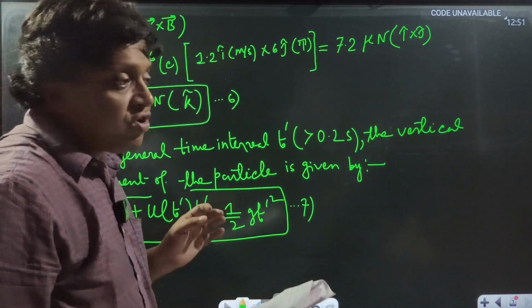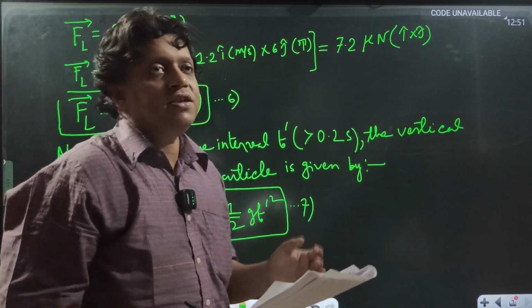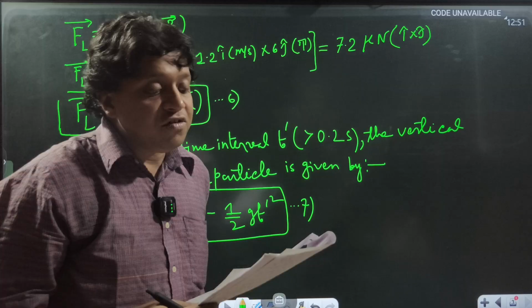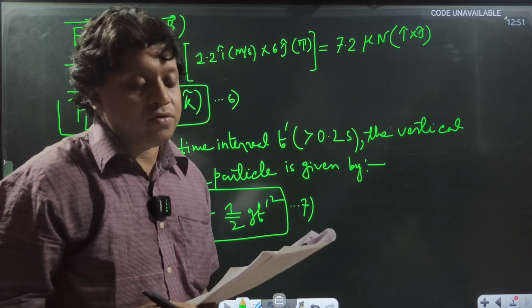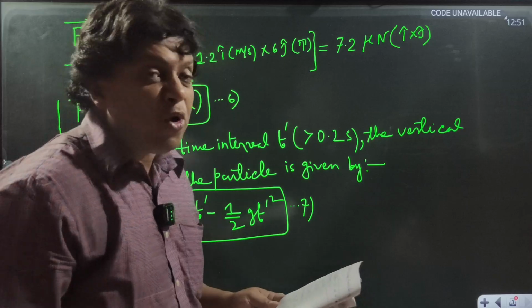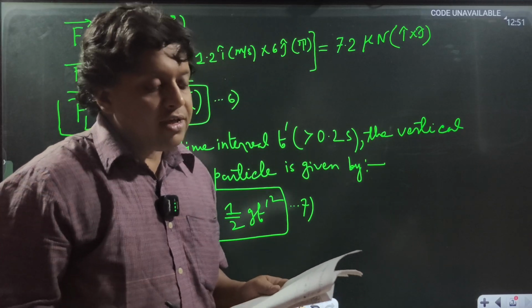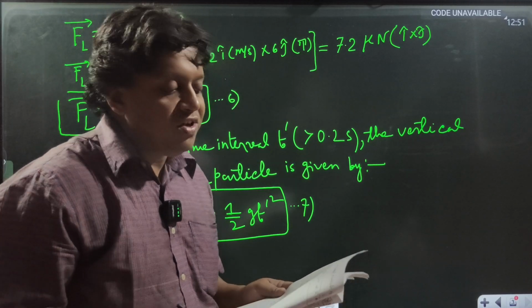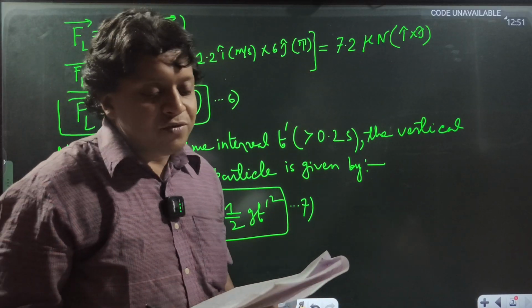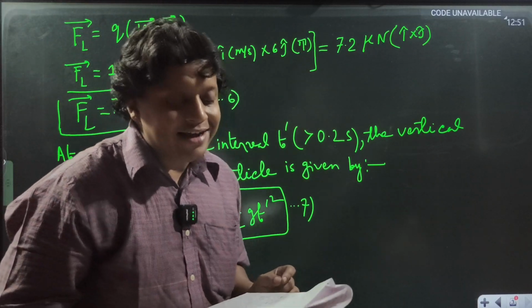So now, equation number 4, if you need to go back, then just see the previous portion of the video. From equation number 4, the initial velocity of the charged particle along y direction was 0, because the velocity vector was calculated to be equal to 1.2 i cap. So its y component is 0. That is why the initial velocity of the charged particle along y direction is 0.